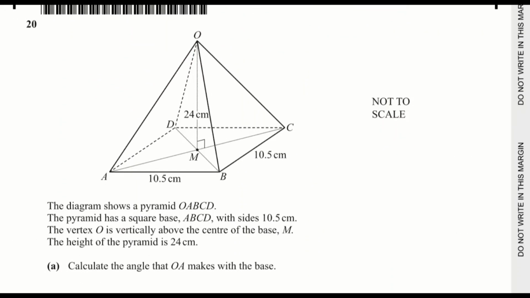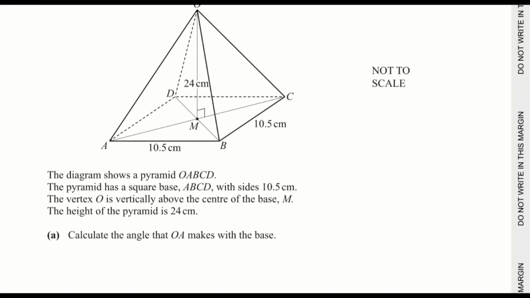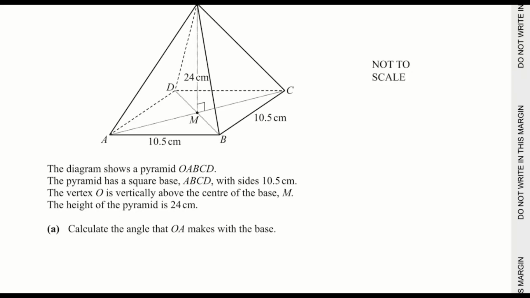The diagram shows a pyramid OABCD. The pyramid has a square base ABCD with sides 10.5 centimeters. The vertex O is vertically above the center of the base M. The height of the pyramid is 24 centimeters. Calculate the angle that OA makes with the base.